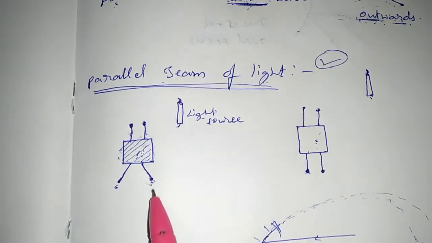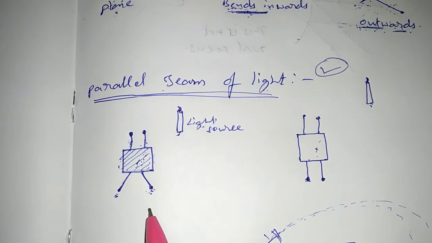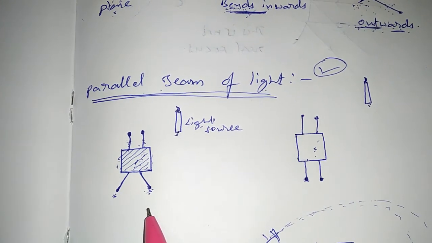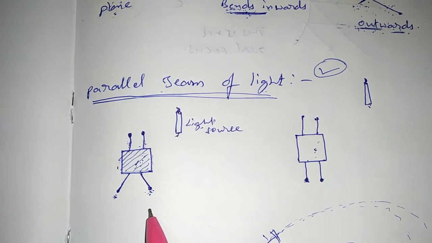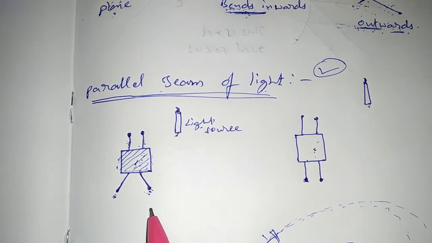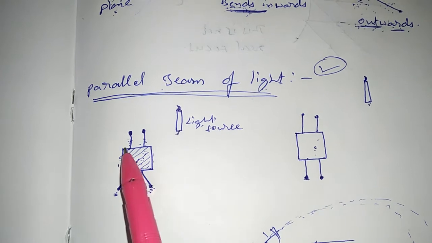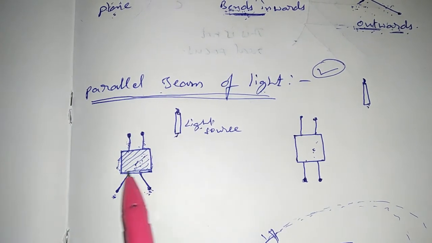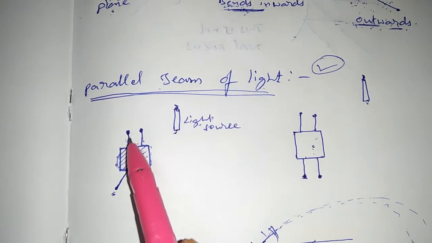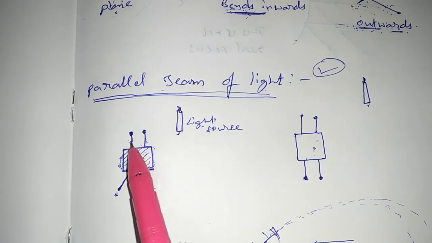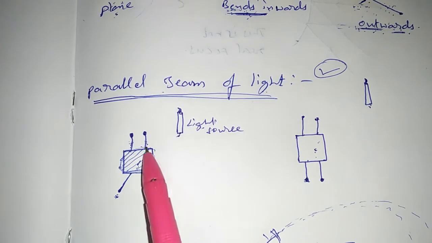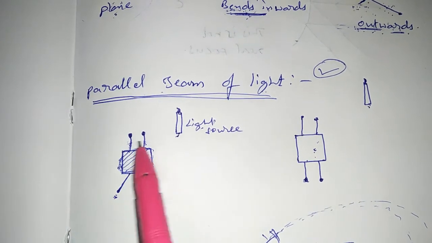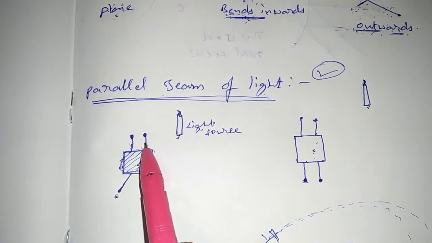Now let us focus on parallel beam of light. How can we get the parallel beam of light? To understand this, we have to do one more small activity. Let us take a small thermocol block. Stick two iron pins parallel to each other to this thermocol block like this.